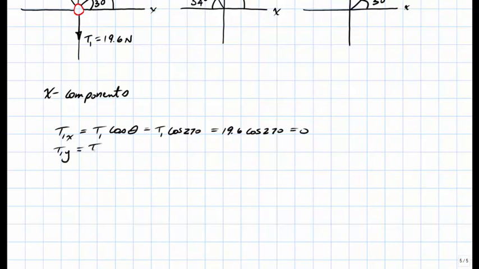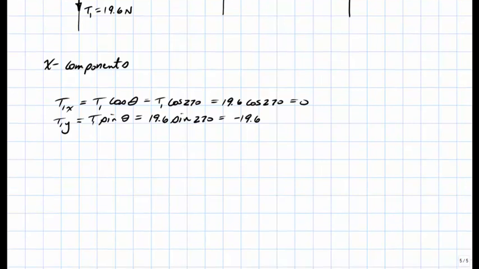T1y, on the other hand, can be determined through T1 times the sine of the angle. That's 19.6 times the sine of 270, and if we enter that value into the calculator, the result equals negative 19.6, which means that T1 is entirely committed to pulling the ring along the y-axis. It has no x component whatsoever. All of it is pulling the ring downward along the y-direction. Let's now find the x and y components for the other two vectors as well.